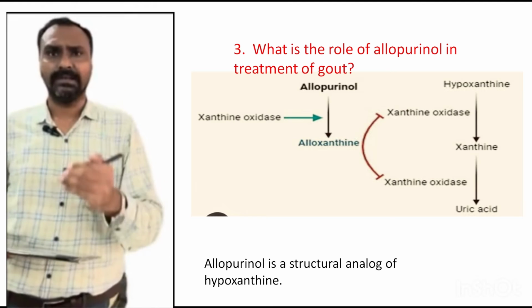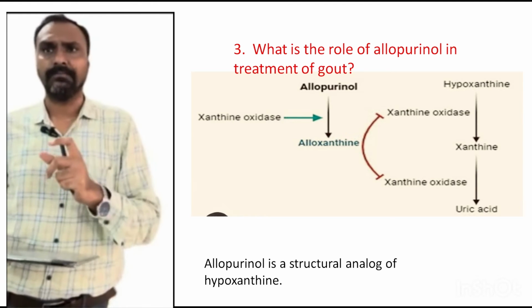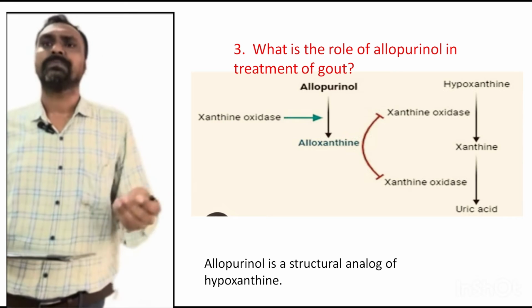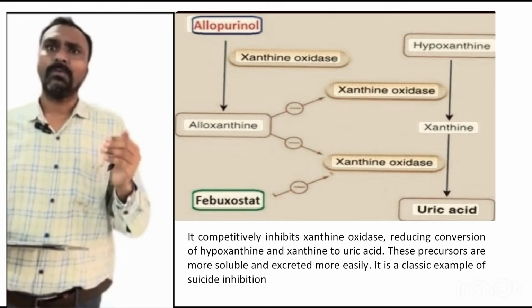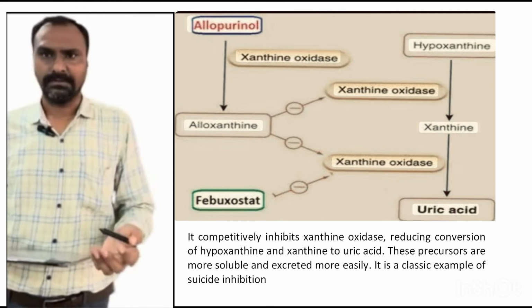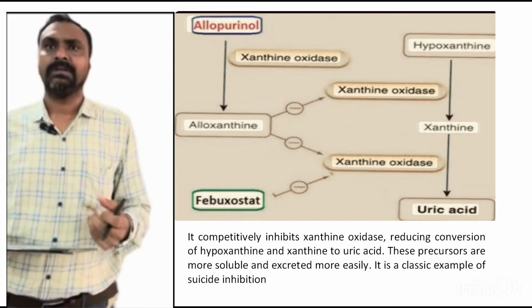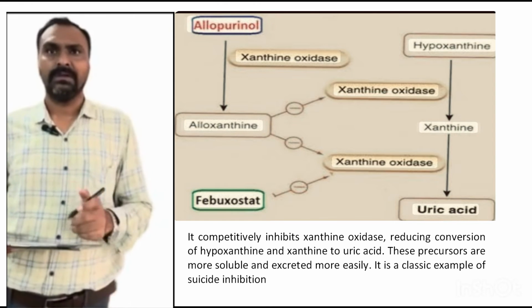So, hypoxanthine to xanthine and xanthine to uric acid, both steps require the xanthine oxidase enzyme. So, it will inhibit this step, and by that uric acid production will be decreased. And this hypoxanthine and xanthine, these both are water soluble substances. So, they are more soluble, and so they will be excreted easily. This is a classical example of suicidal inhibition.